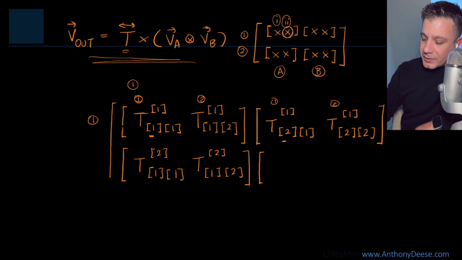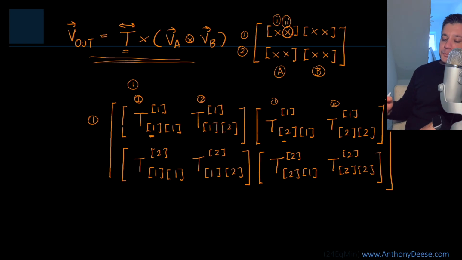Might just have enough space here. Okay, T2, 1, 2, T2, 2, 2. All right, so this is our tensor.